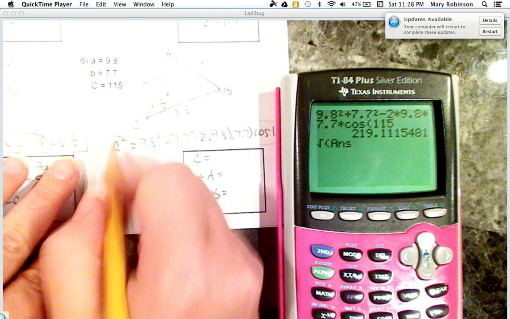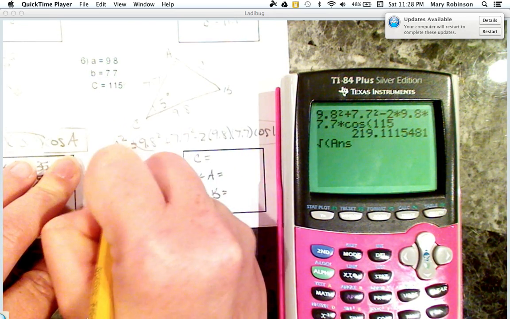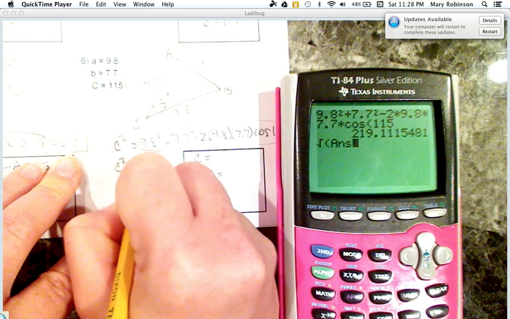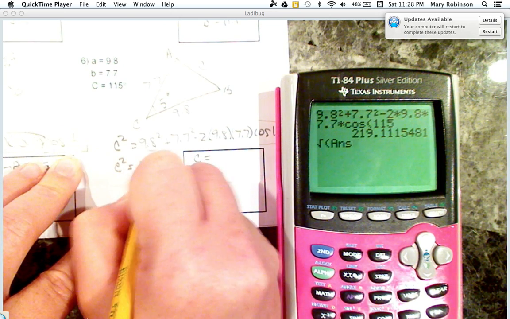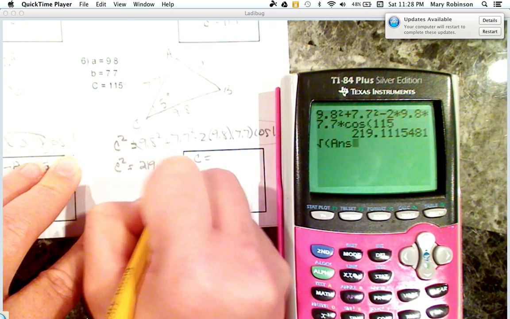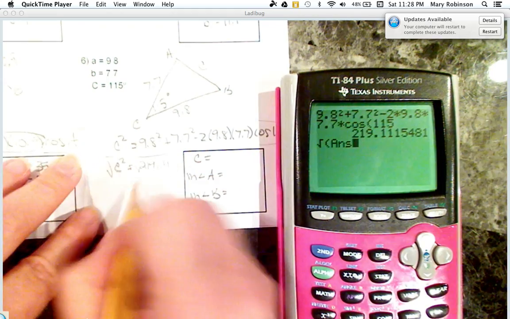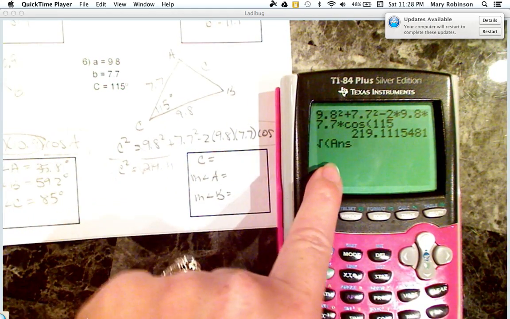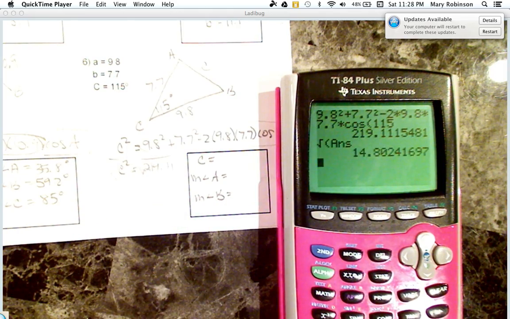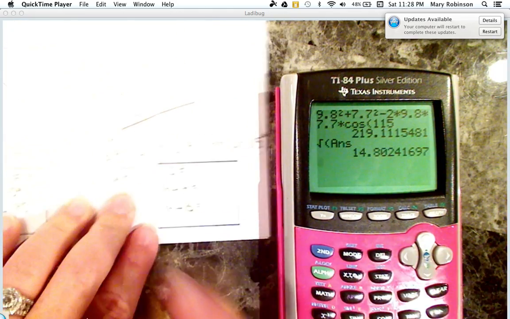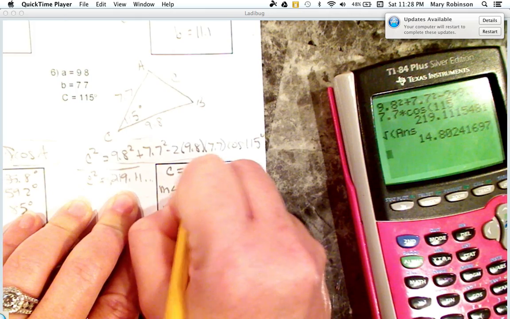Because remember, this value that we get, so we got C squared is about 219.11, blah, blah, blah. But we've got to take the square root of both sides to get C. So we've got to take the square root of this answer. When I hit enter, I get 14.8 for the length of side C.